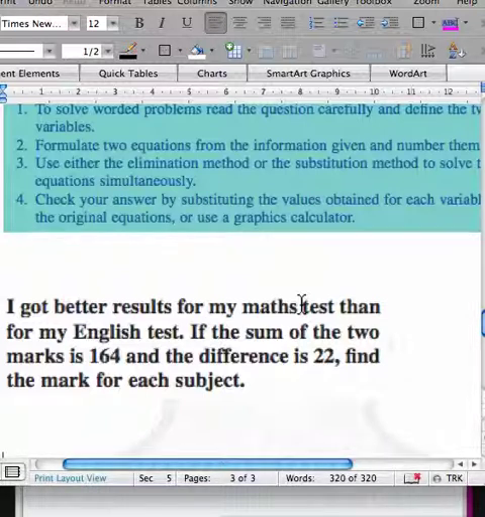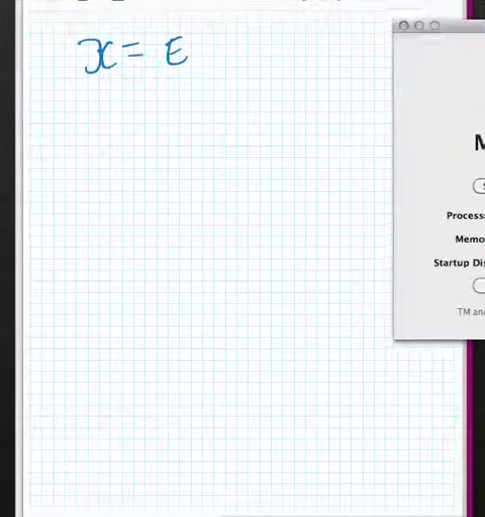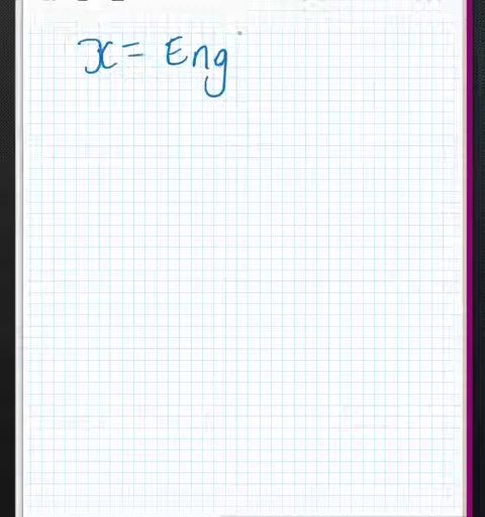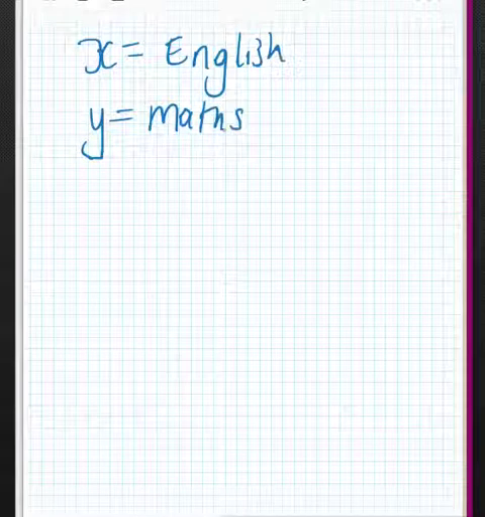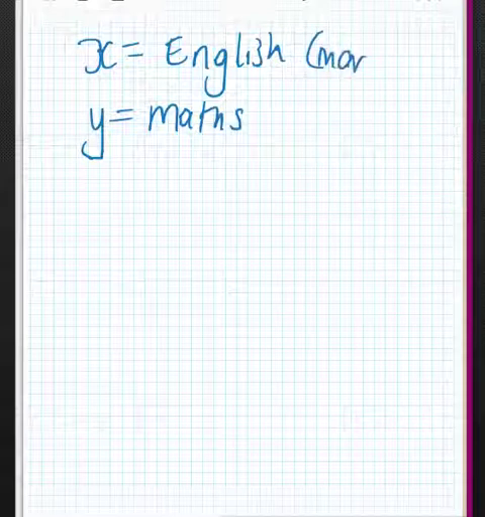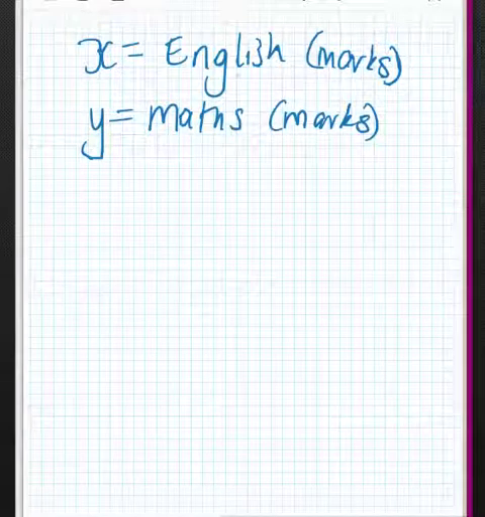You can use any variable you want. You can use E for English and M for maths, but I'll let X equal English, and Y can equal maths. By doing this, I know exactly what my variables represent. And of course, it's not just a subject it's referring to, it's the marks. So if you want to put marks in brackets, because we know algebra in maths means it's an unknown number, and we're trying to find what X is and what Y is, the English marks or maths marks.